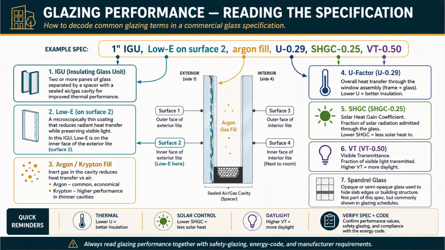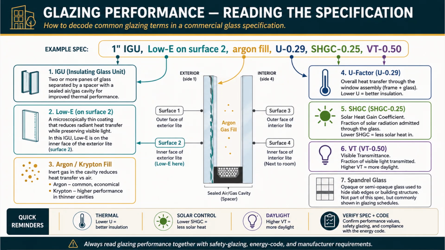Now the 3 performance numbers. U 0.29 is the U factor, the overall heat transfer through the window assembly, frame plus glass. Lower U means better insulation, so 0.29 is a reasonably good insulating window. SHGC 0.25 is the solar heat gain coefficient, the fraction of solar radiation admitted through the glass. Lower SHGC means less solar heat coming in. 0.25 means only a quarter of the solar energy gets through, which is good for cooling-dominated climates like ours.